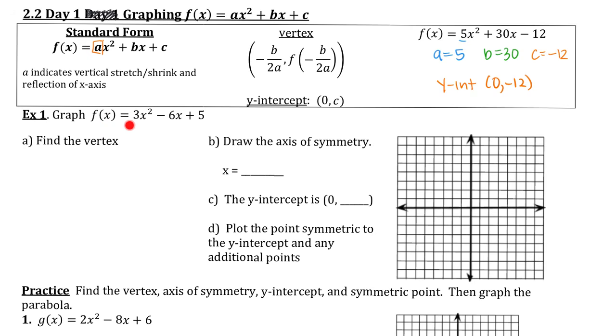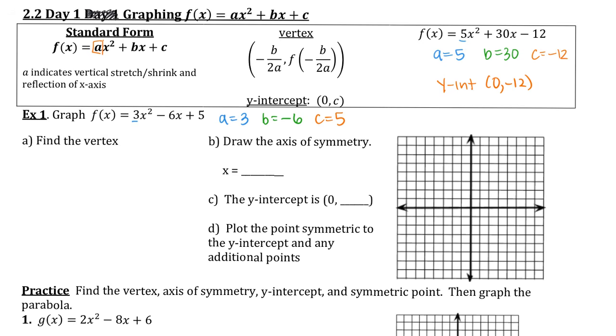Okay, let's try this for real on this function here. It is in standard form. It says 3x squared minus 6x plus 5. I'm going to go ahead and identify the a, b, and c values so I can use the formula. Since it's 3x squared, the a value is 3. Since it's minus 6x, the b value is negative 6. Since I have plus 5 as my constant, my c is positive 5.